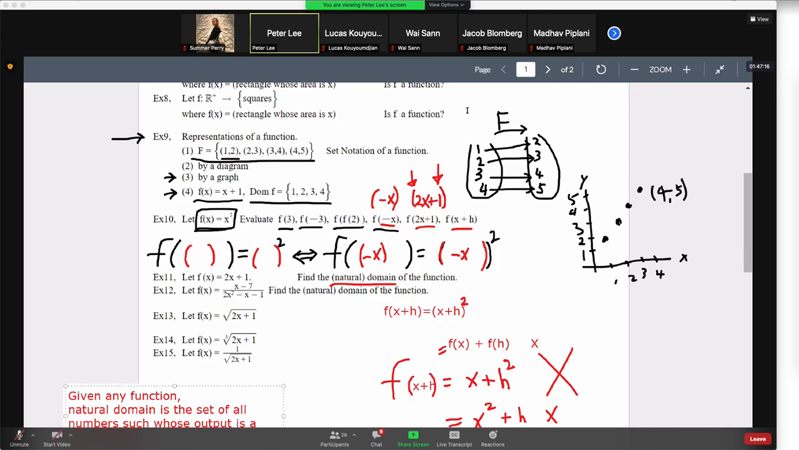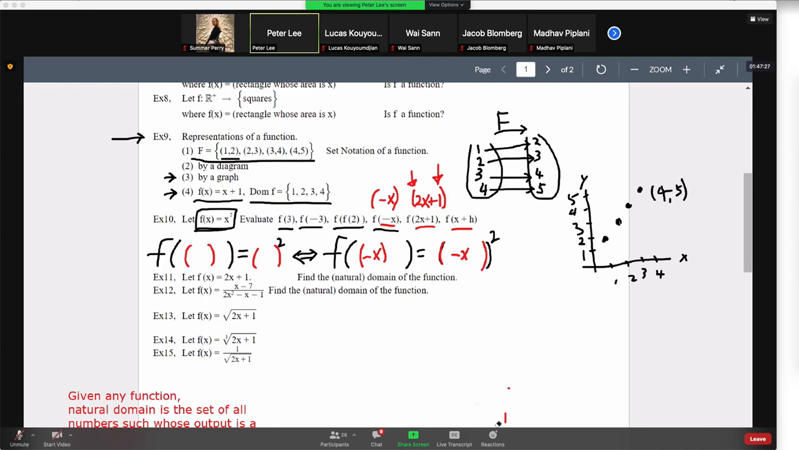So let me erase all this. We don't need these here. And now let's look at example 11. Example 11, let me write it here. It says f of x is equal to 2x plus 1.